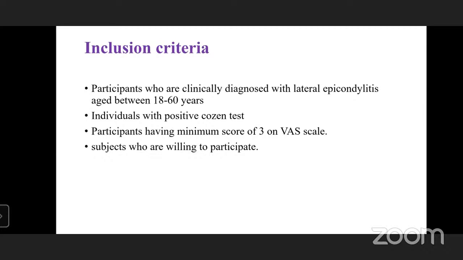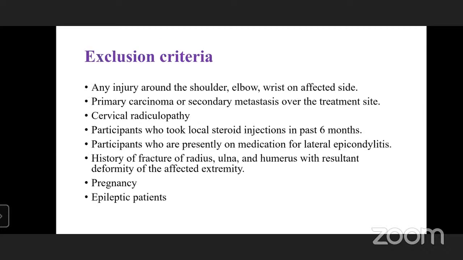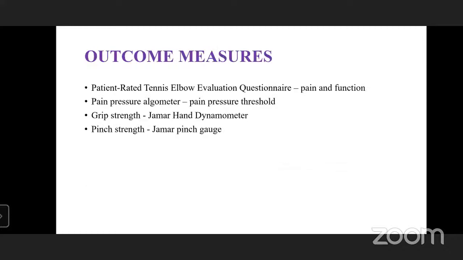the study. Exclusion criteria is any injury around the shoulder, elbow, wrist on the affected side, primary carcinoma, cervical radiculopathy, participants who took local steroid injections in the past 6 months, participants who are presently on medication for lateral epicondylitis, history of fracture of radius, ulna, humerus with resultant deformity of the affected extremity, pregnancy, and epileptic patients have been excluded.